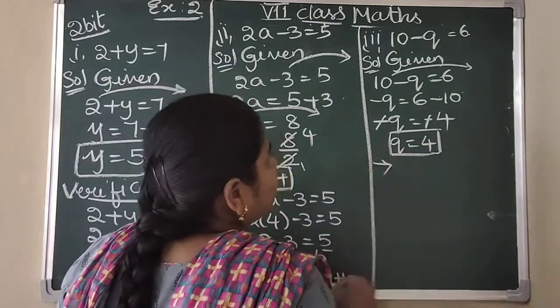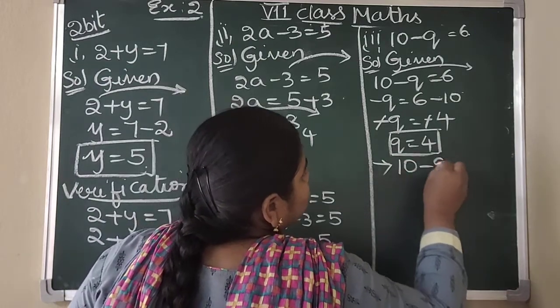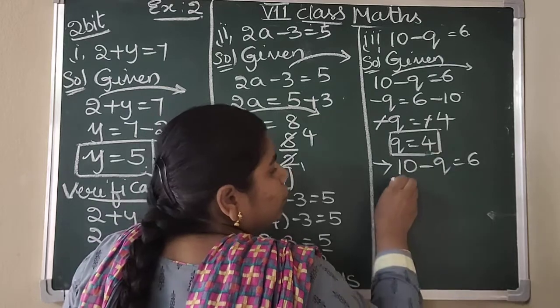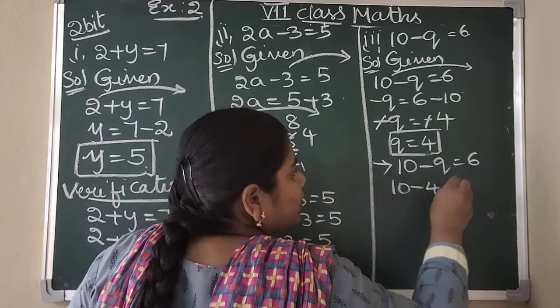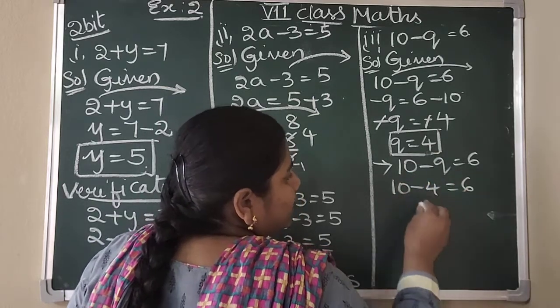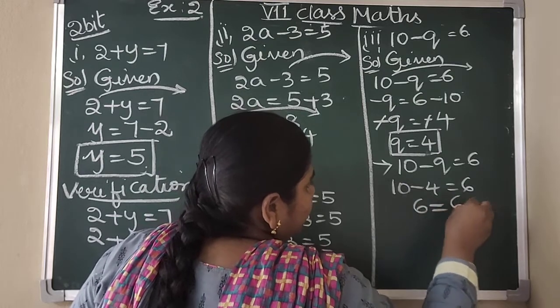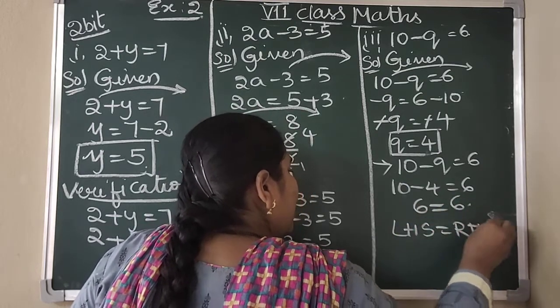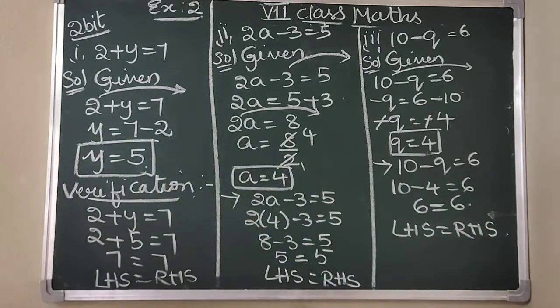So verification I am doing. That is 10 minus q is equal to 6. In place of q I have to substitute 4. So 10 minus 4 is equal to 6. 10 minus 4 is 6. 6 is equal to 6. So we got the LHS value equal to the RHS value. So what we did is a correct answer.